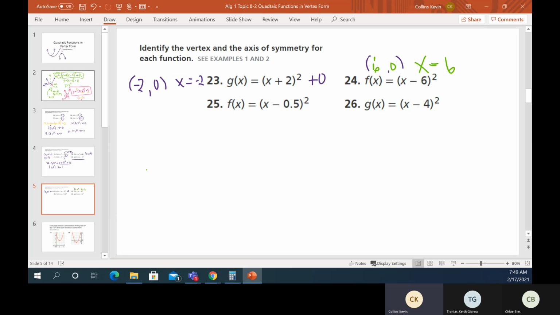All right, so the rest is easy, right? So this guy is going to be 0.5 and 0, and then x equals 0.5. And then finally we've got 4 and 0. Right, just switch the sign. And if there's no number here, it's automatically 0. And then our axis of symmetry is x equals 4. Bam. Moving and grooving. Good.